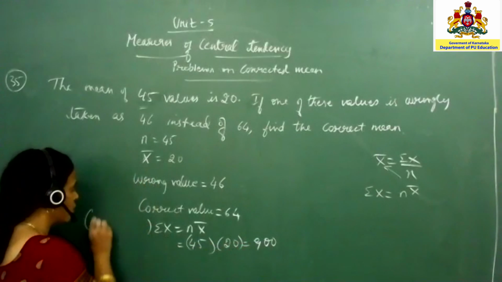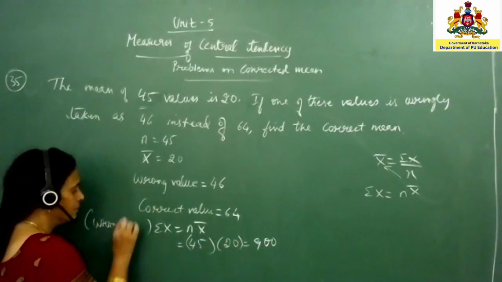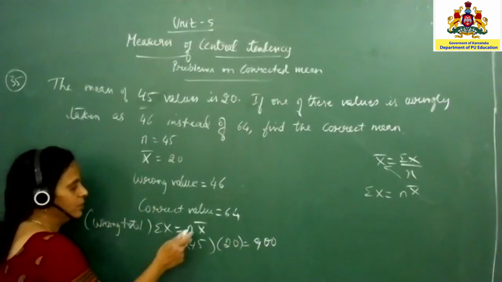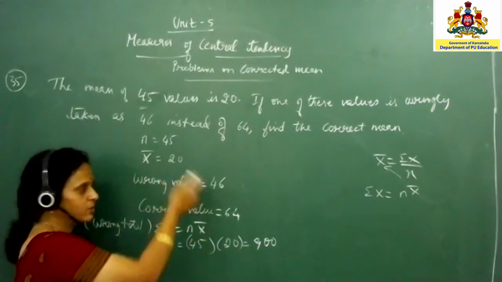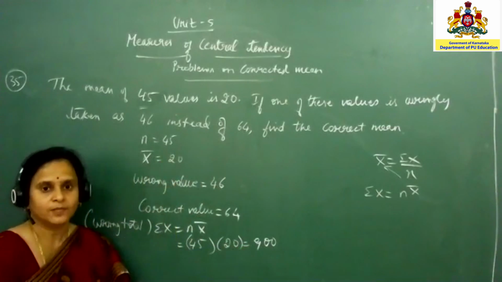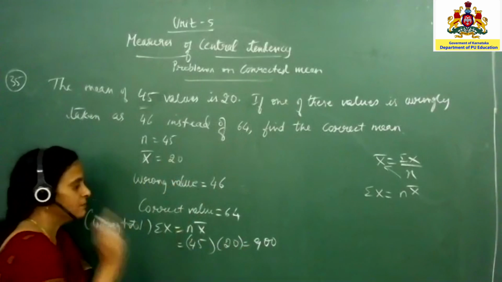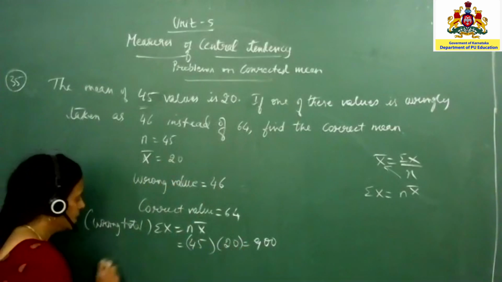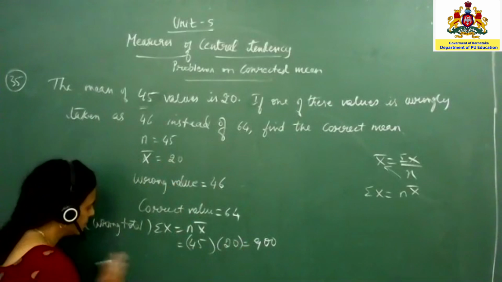This is the wrong total. Why do we call it a wrong total? Because this x bar is wrong, because we took one of the entries wrong according to the question. So I'm just getting the wrong total. Now I have to get the right one.